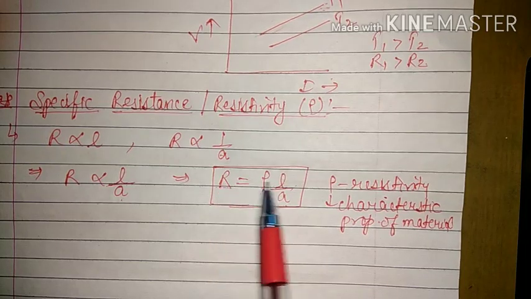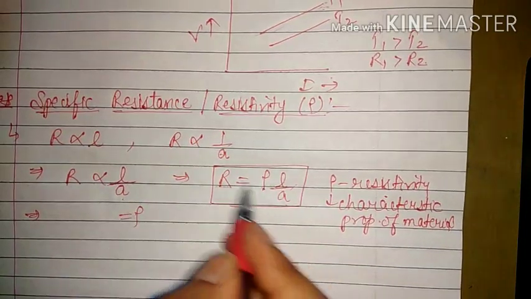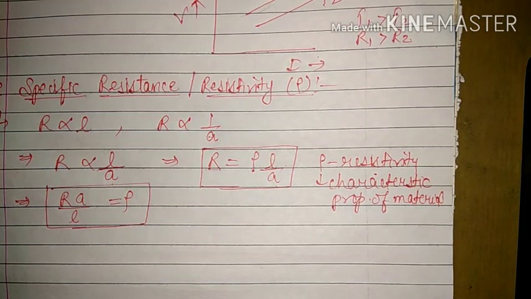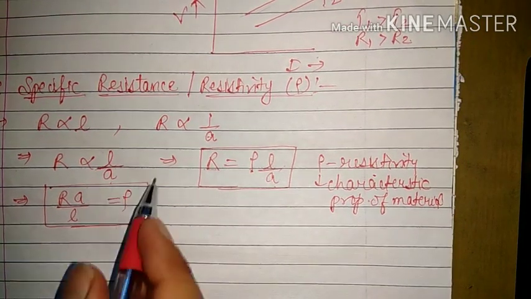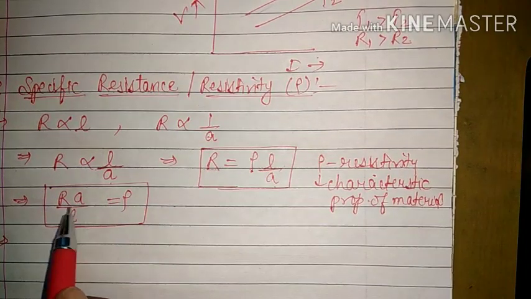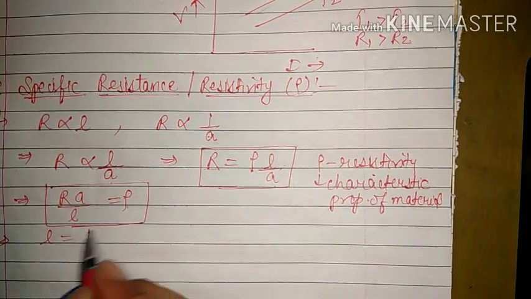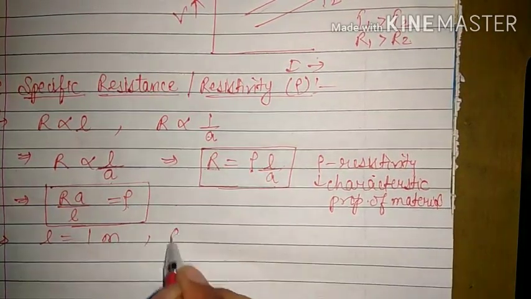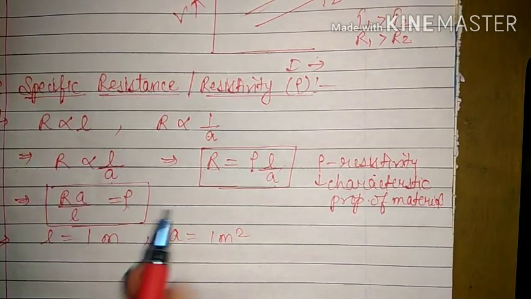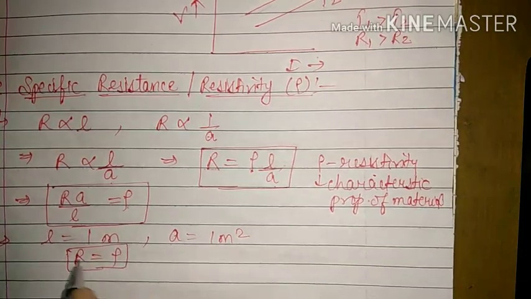So from here we can say that resistivity rho is equal to RA upon L. From here we have a good formula for the resistivity, and if we define the resistivity for unit length and unit area, then obviously L should be 1. That means in SI units it should be 1 meter, and area should be 1 meter square. So if L is equal to 1 and A is equal to 1, then R will be equal to rho, or we can say rho will be equal to R.